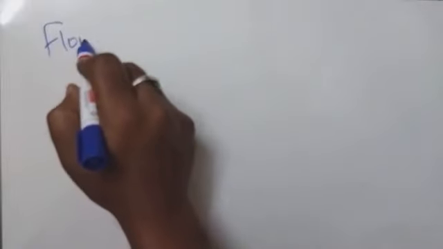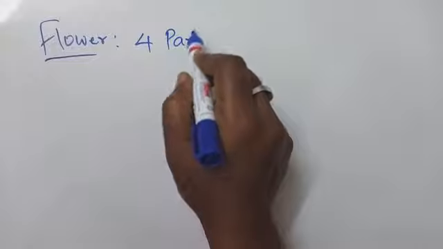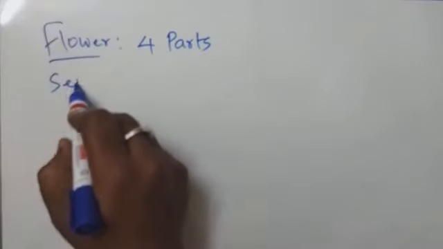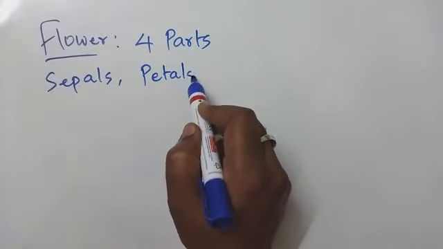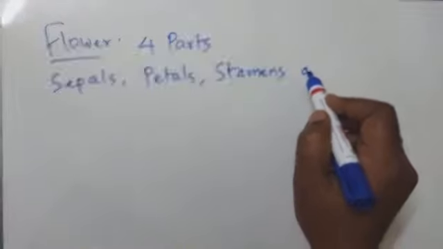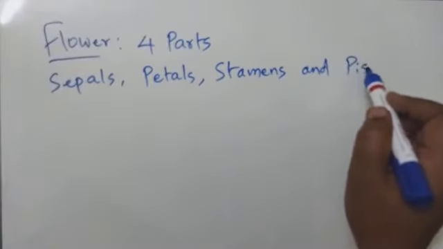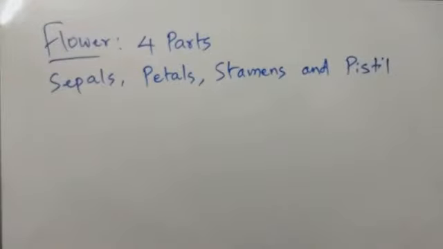Good morning, students. In the last class, we have understood about flowers. A flower will have four parts in it: sepals, petals, stamens, and pistil. These are the four parts of the flowers.